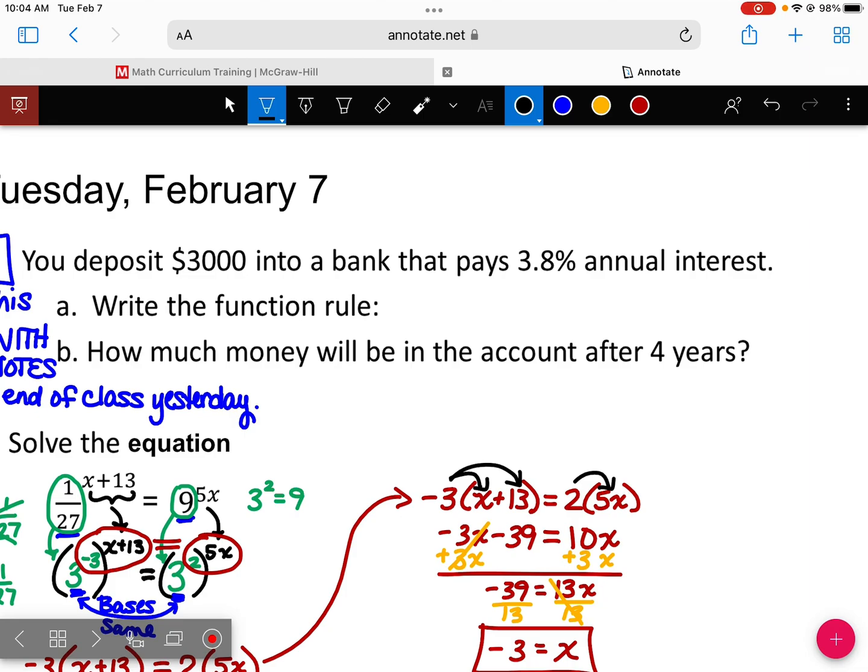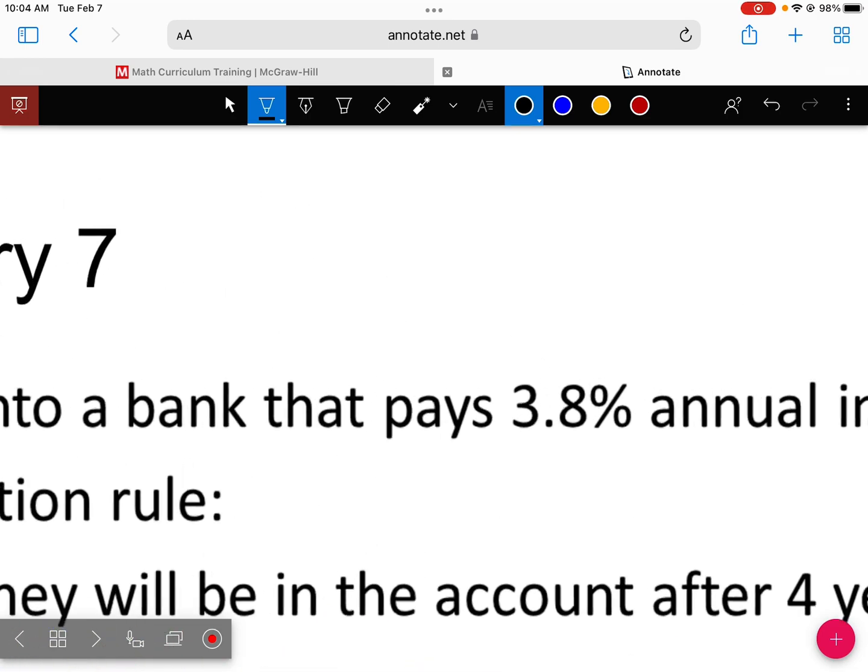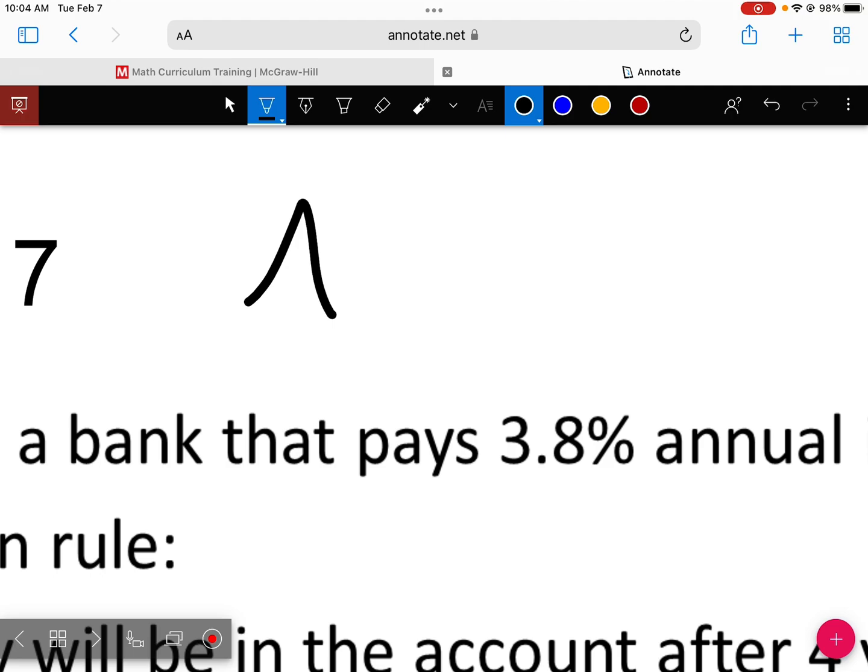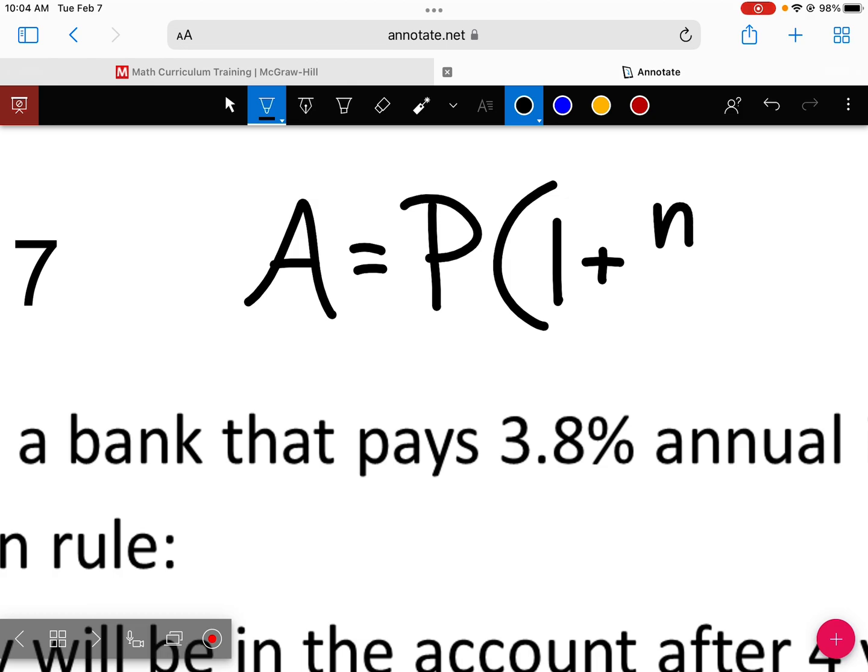All right, let's go and talk about number 1 now. We didn't quite get to doing an example like this in class yesterday, but we did talk about the formula that we would use. We had this formula.